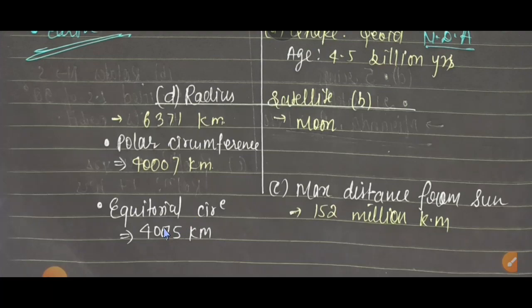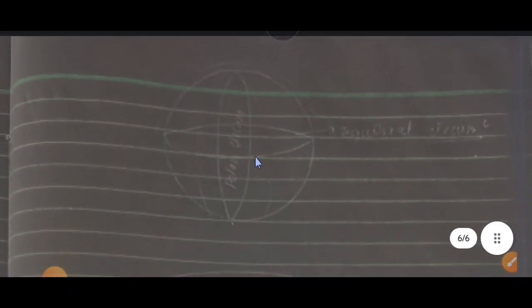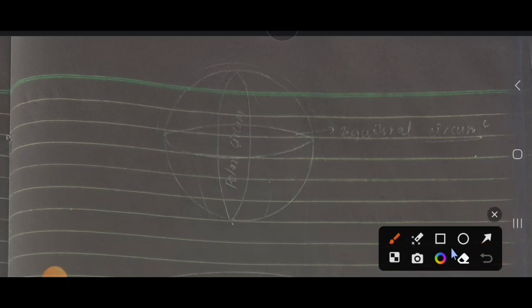I will explain the polar circumference and equatorial circumference with the help of a diagram. So this is our diagram. The circumference from east to west is called the equatorial circumference, and the circumference from north to south is called the polar circumference. I hope you got this.